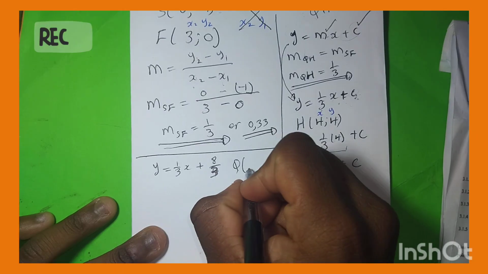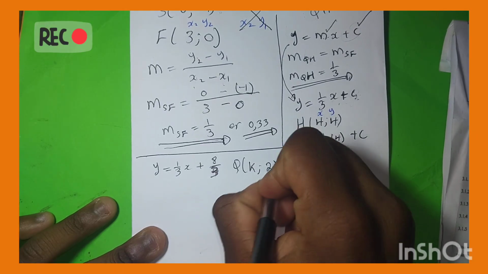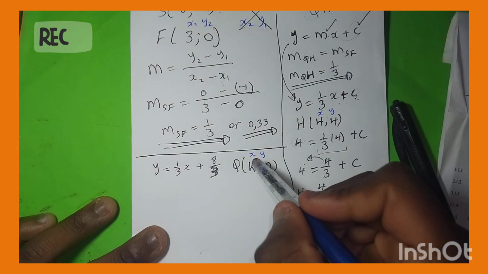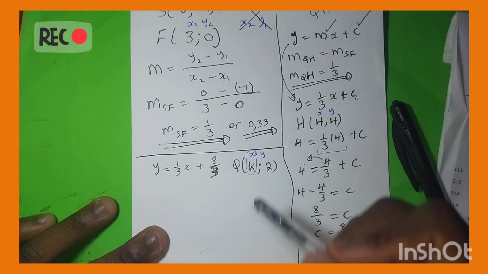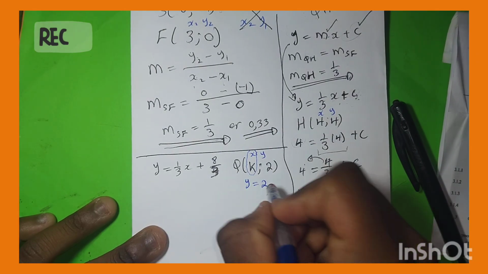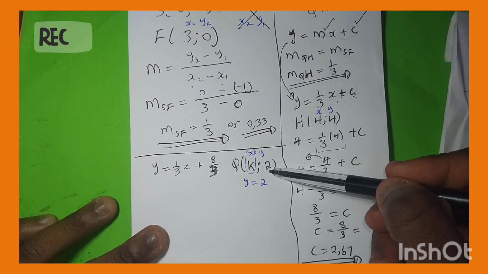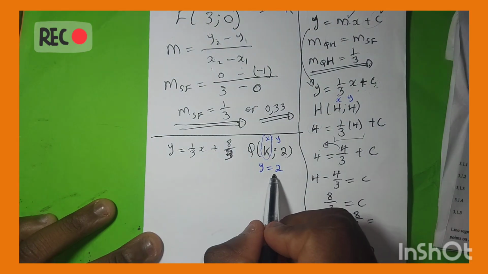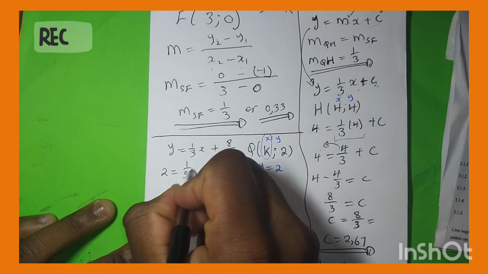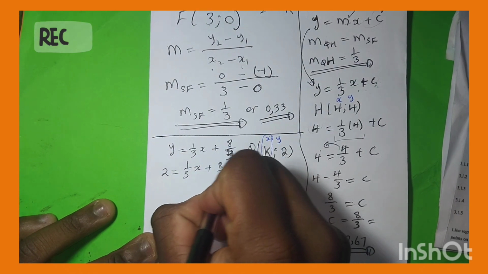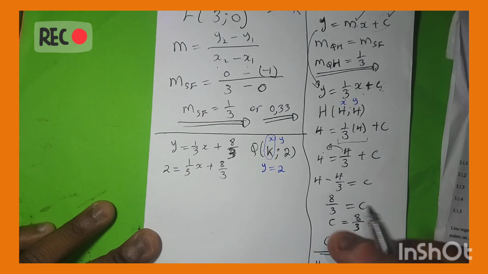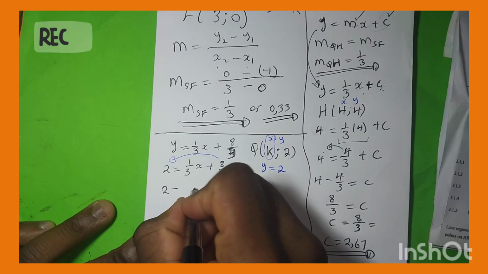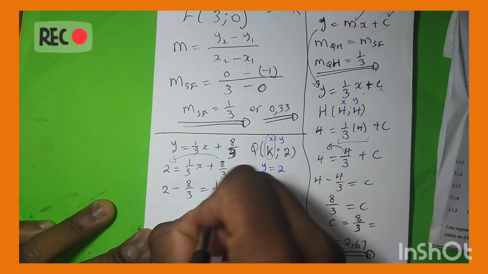And that point is K and 2, where K is my x and 2 is my y value. So I should solve for my x value, since I already know the y value. This is what I will do: where there is y, I substitute 2, so 2 = 1/3x + 8/3. Now I have to solve for x. To do that, take 8/3 to the other side, and it becomes minus 8/3.